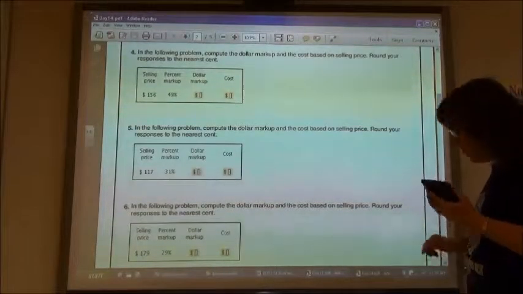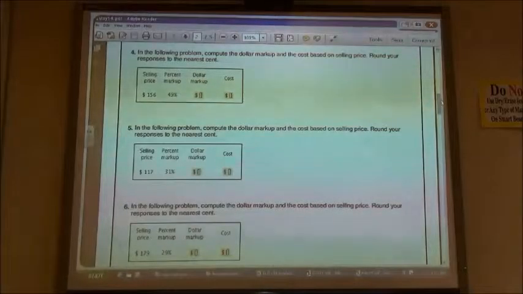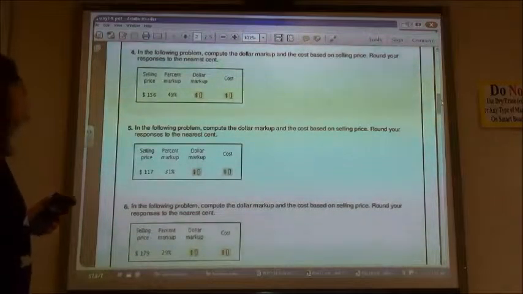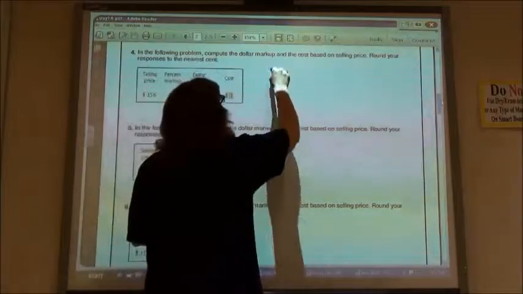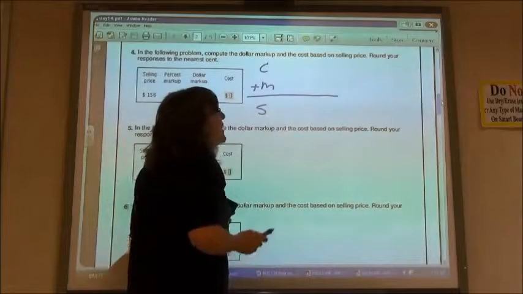4, 5, and 6. Look, more tables. They look the same. It says in the following problems, compute the dollar markup and the cost based on the selling price. Round your response to the nearest cent. So my cost plus my markup is equal to my selling price, just like before.